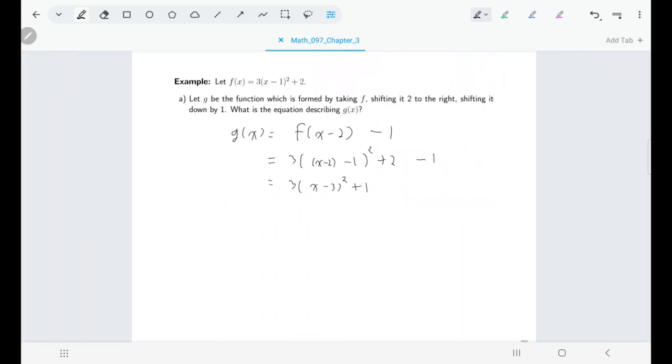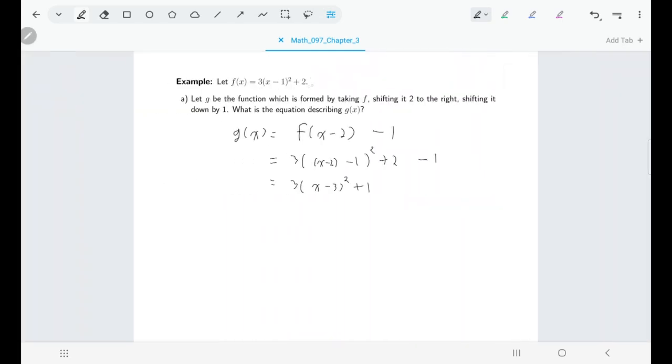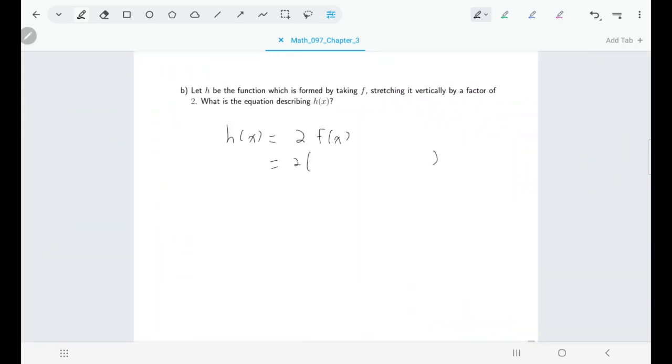So I need to remind myself, my original function f of x was 3 times (x minus 1) squared plus 2. And so I'm now going to multiply all of that by 2. The 3 times the 2 as well as the 2 times the 2, giving me 6 times (x minus 1) squared plus 4.